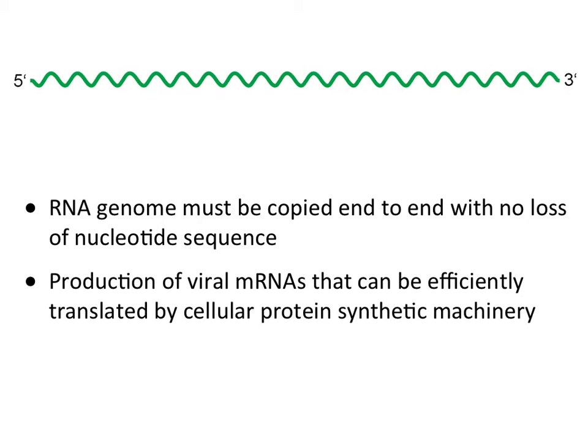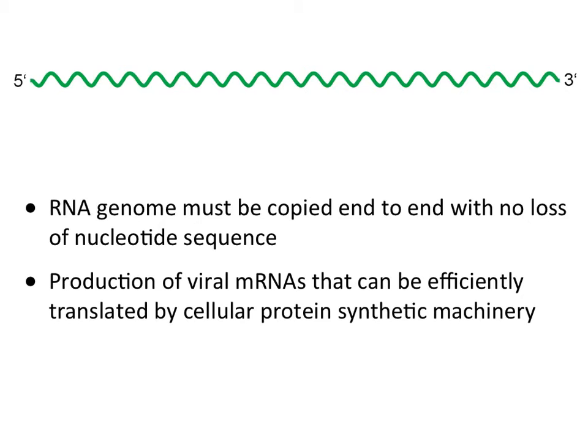Now, an obvious thing that has to occur during RNA synthesis, or at least replication, is that the RNA has to be copied from end to end. You can't lose any sequence. Every time you copy an RNA, you have to make sure you get the whole thing. Now, we will talk about how this happens, but in some cases, viral RNAs are made that are shorter. Those aren't replication steps, those are just mRNA synthesis.